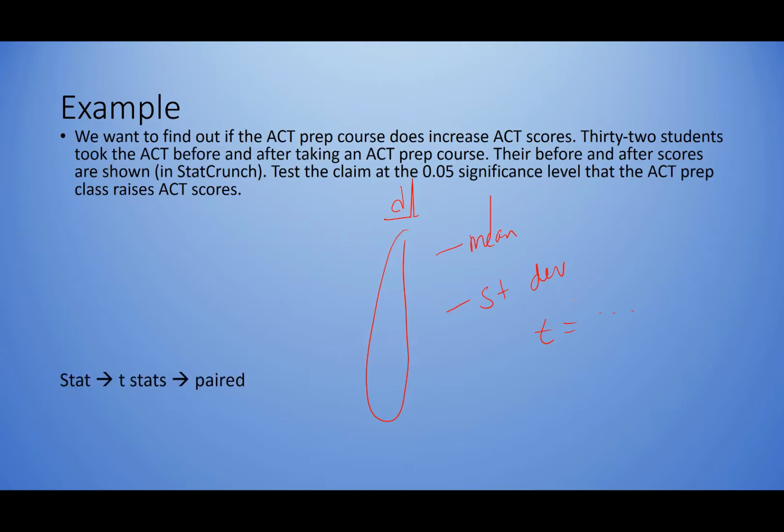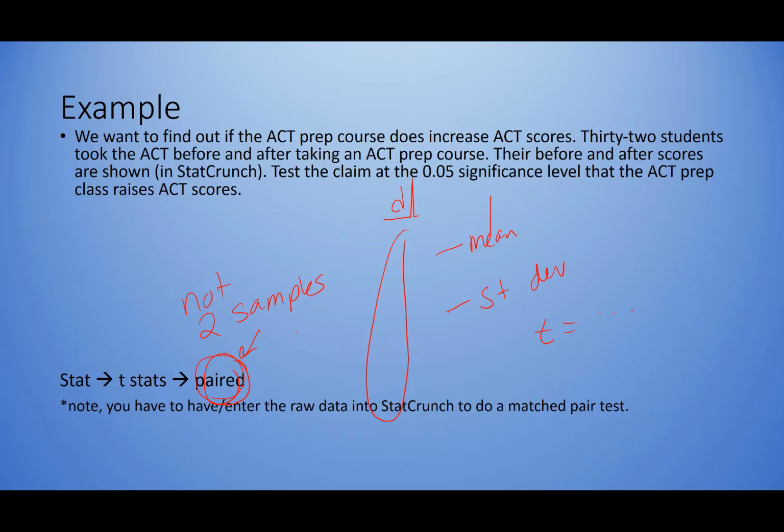Once we get into StatCrunch, we would go to Stat, T-Stats, and then Paired. Notice you do not select two samples here. You select Paired, which is the third option on the list. If you were to select two samples, that would imply that we had independent samples, and we do not have that in this situation. We have dependent samples because we have before and afters. Take note that you do have to enter the raw data into StatCrunch to do a matched pair test. Okay, so keep that in mind.